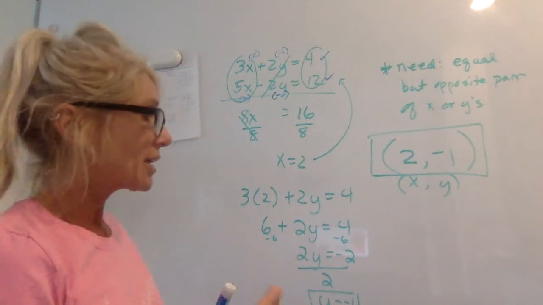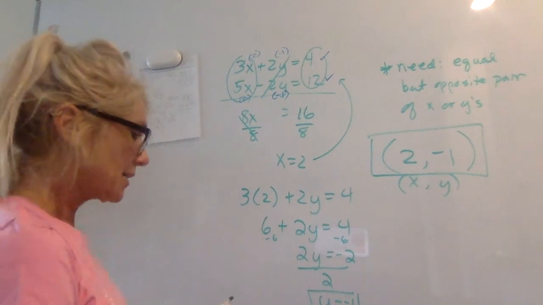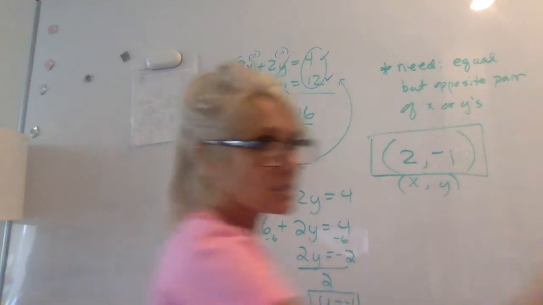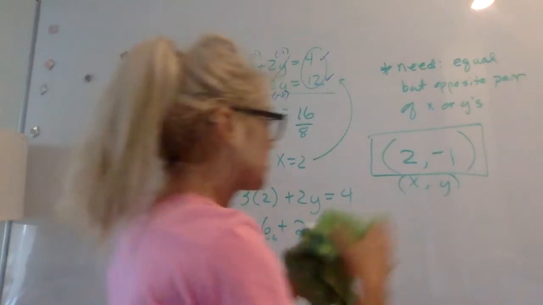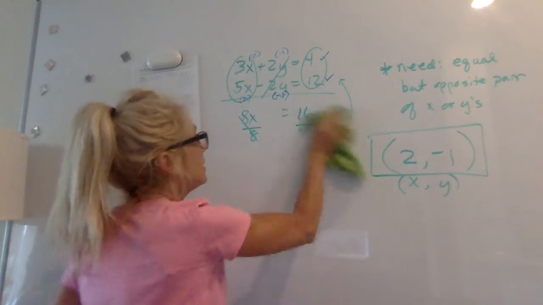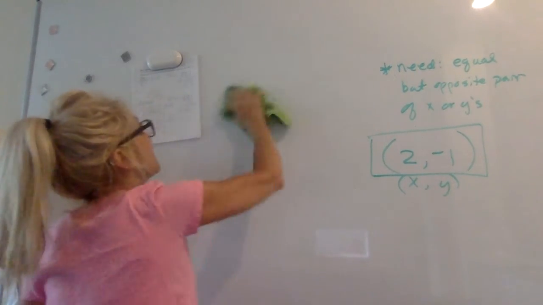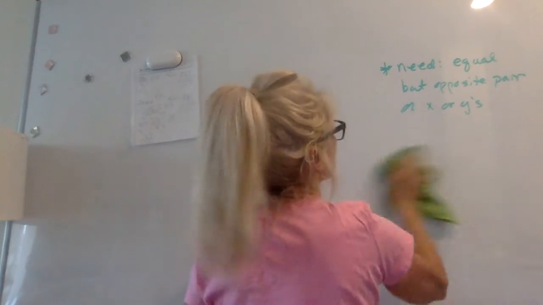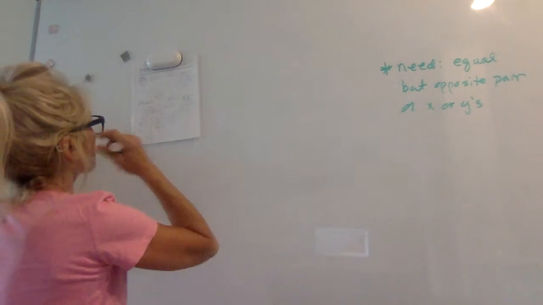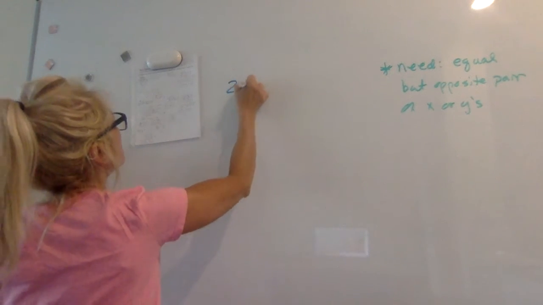So that makes 2, negative 1 the solution for that, keeping in mind that sometimes you have one solution. In fact, that's most of the time. But sometimes you get no solution, meaning those two lines don't cross, they're parallel. And sometimes you get an infinite number of solutions, meaning that those two lines are actually the same line. So what if they don't give you a matching pair? What can you do about that?